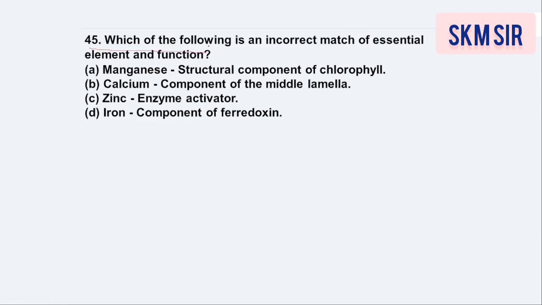Which of the following is an incorrect match of essential elements and function? You need to choose out the incorrect option. So manganese, structural component of chlorophyll. Calcium, component of middle lamella. Zinc, enzyme coactivator. Iron, component of ferredoxin. Each statement is true except A. A is wrong because it is not manganese, it is confused with magnesium. It is magnesium actually which is the structural component of chlorophyll. So option number A is incorrect.